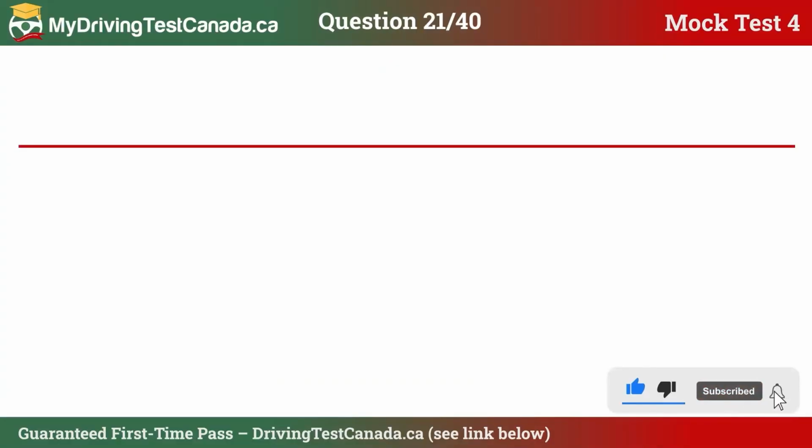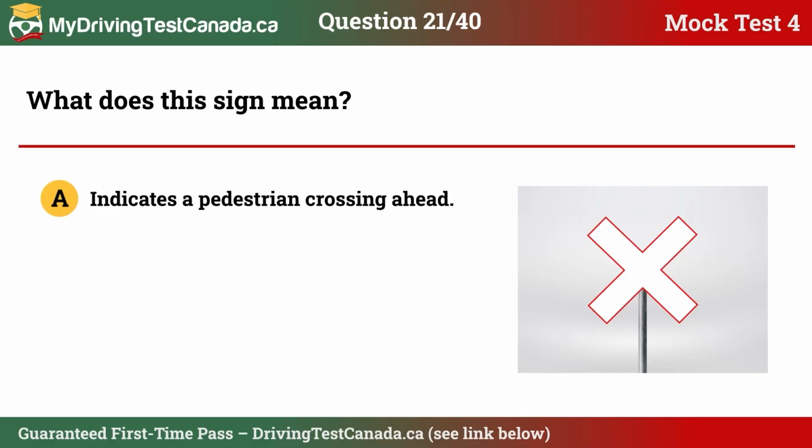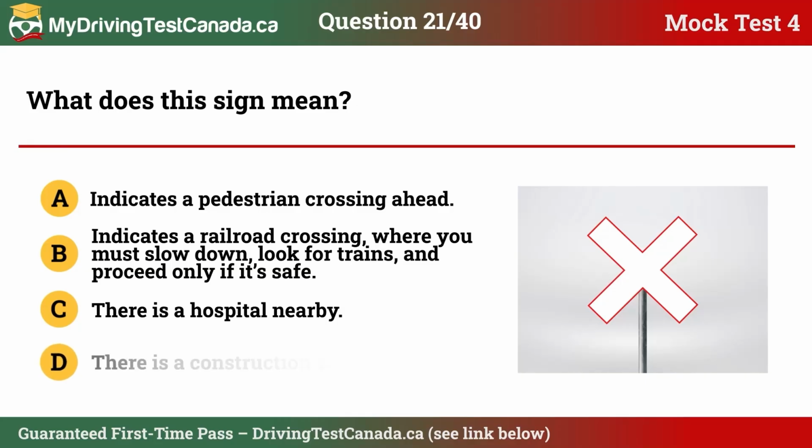Question 21. What does this sign mean? A. Indicates a pedestrian crossing ahead. B. Indicates a railroad crossing, where you must slow down, look for trains, and proceed only if it's safe. C. There is a hospital nearby. D. There is a construction zone ahead.